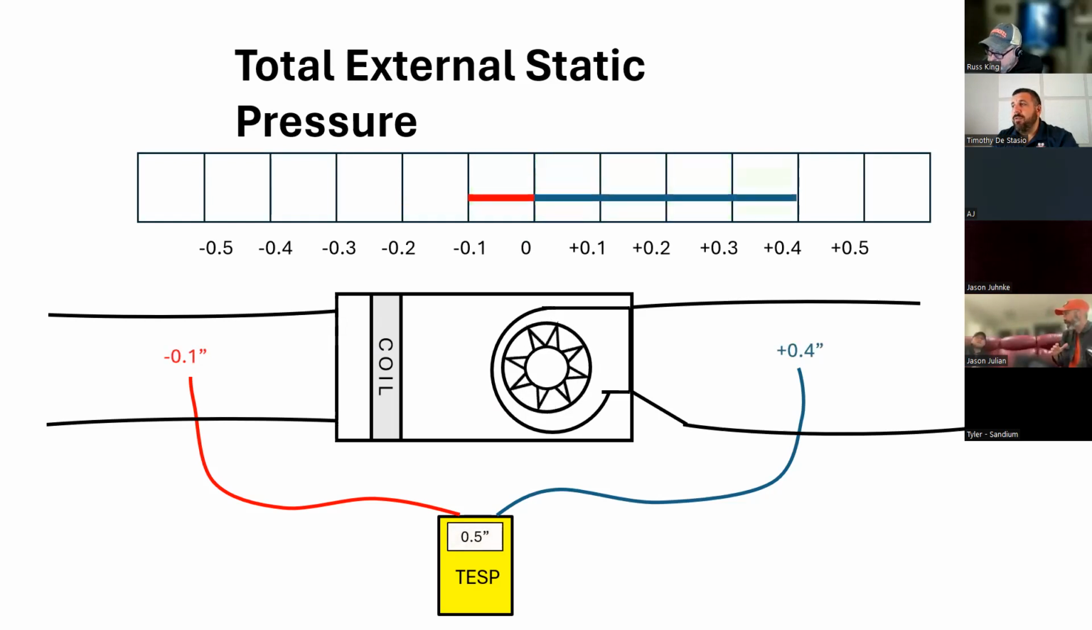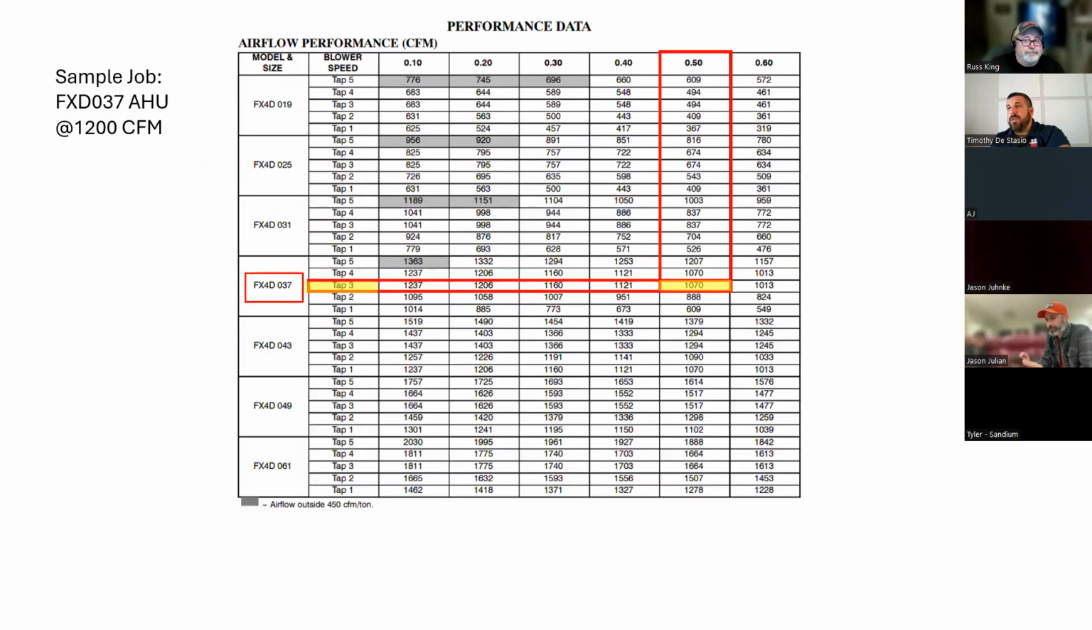As long as we have 5 units of pressure, then our external static pressure is going to be 0.5 in both cases, and our blower is not going to care. It's going to move the same amount of air. So let's take a sample job.